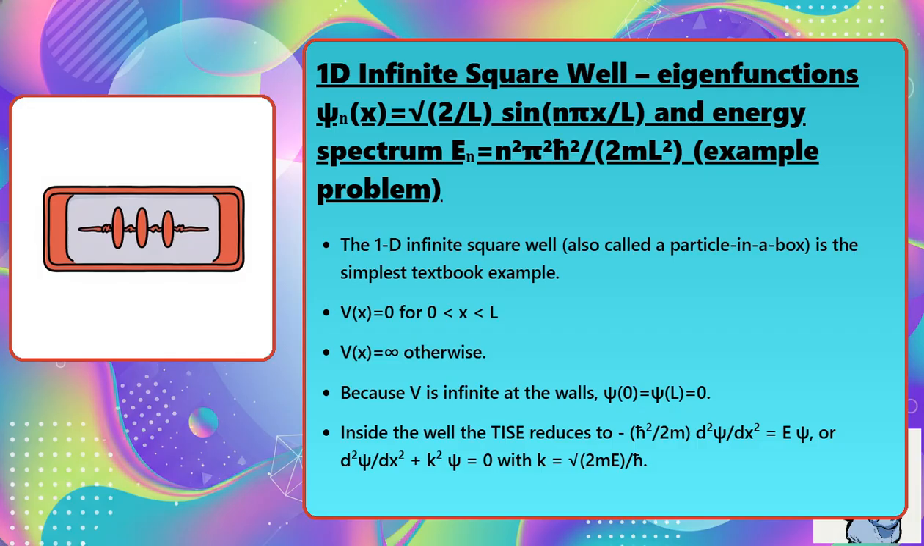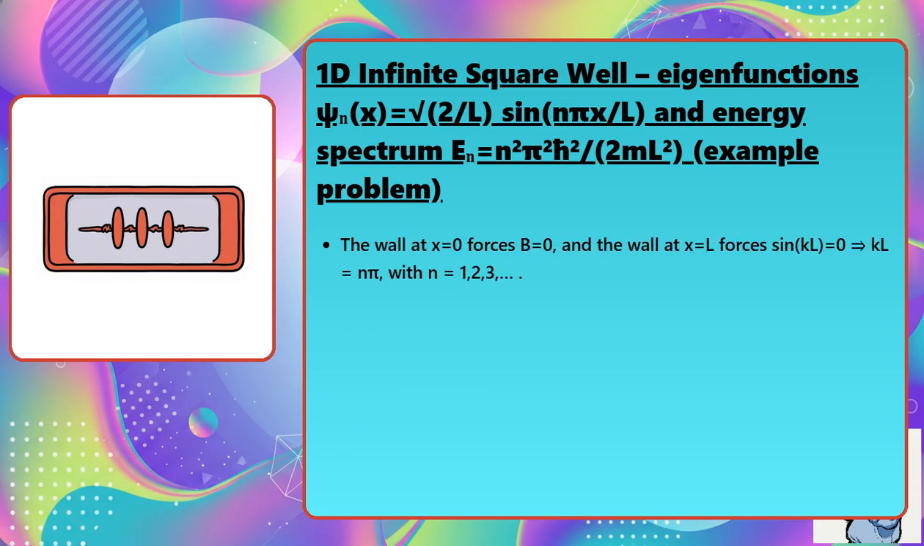Inside the well, the time-independent Schrödinger equation reduces to minus ħ²/2m times d²ψ/dx² equals Eψ, or d²ψ/dx² plus k²ψ equals 0, with k equal to the square root of 2mE divided by ħ. The general solution is ψ(x) equals A sin(kx) plus B cos(kx). The wall at x equals 0 forces B equals 0, and the wall at x equals L forces sin(kL) equals 0, which implies kL equals nπ with n equals 1, 2, 3, and so on.